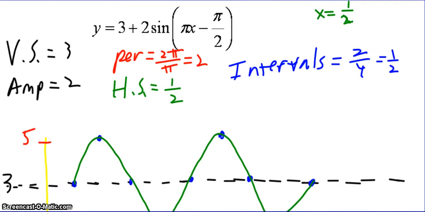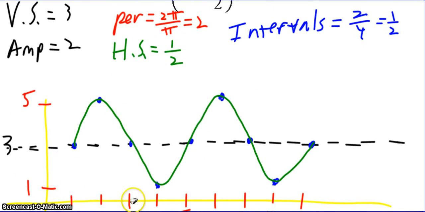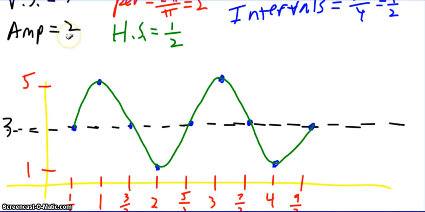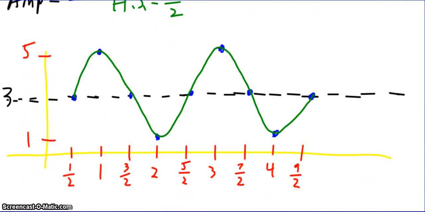So the first thing I did was, when I drew the axes, I noticed that there was a vertical shift of up 3, and that the amplitude was 2, so I know that the entire graph is going to take place above the x-axis. So I drew the x-axis at the very bottom. Now I drew in my new axis of 3, and then I labeled the 1 and the 5, because from 3 I'm going to go up 2, and I'm going to go down 2 because of the amplitude.